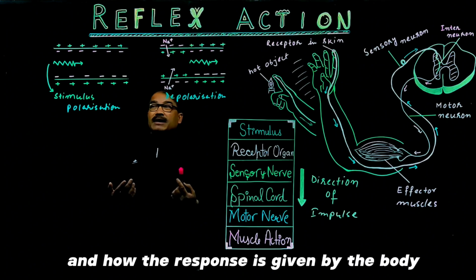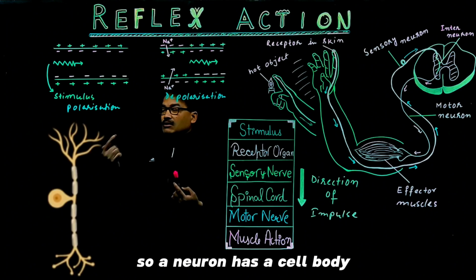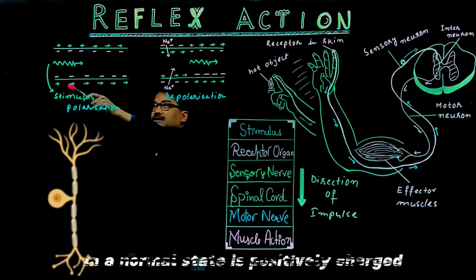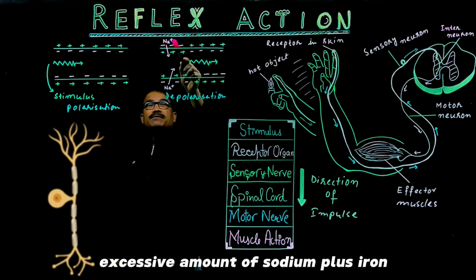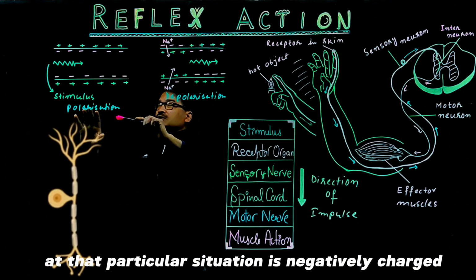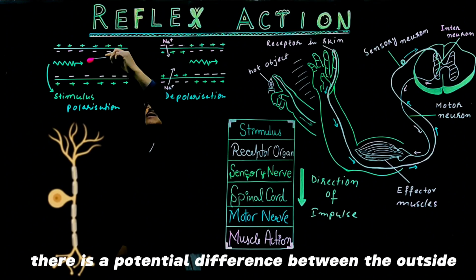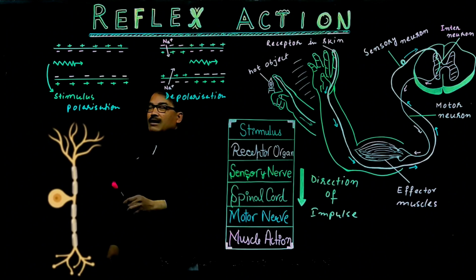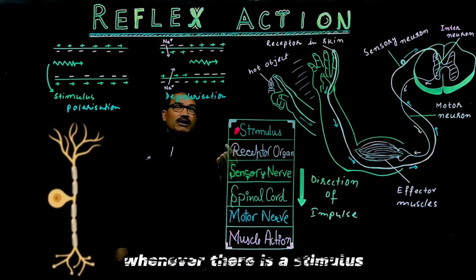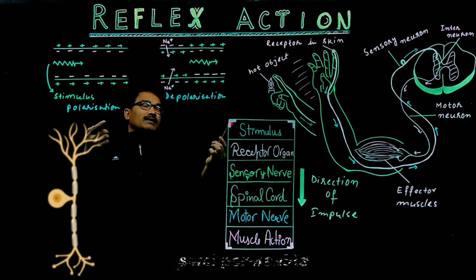And how is the response given by the body? It is given through the unit of the nervous system called neuron. So a neuron has a cell body. The outside of the neuron in a normal state is positively charged due to the presence of an excessive amount of sodium plus ions, but the inside of the neuron at that particular situation is negatively charged, and you can see that there is a potential difference between the outside and the inside of the neuron, and this state of the neuron is called polarization.